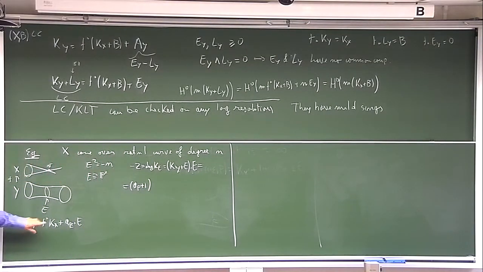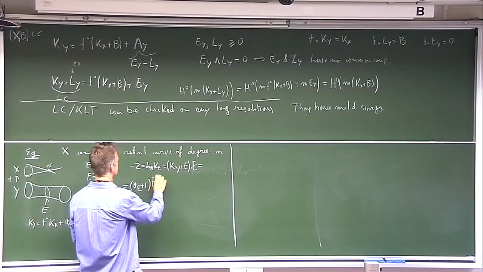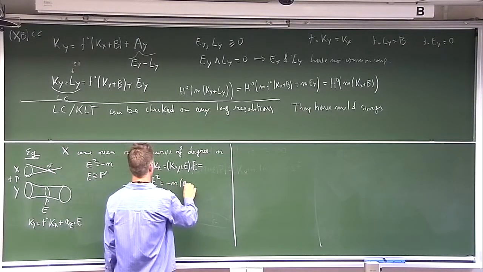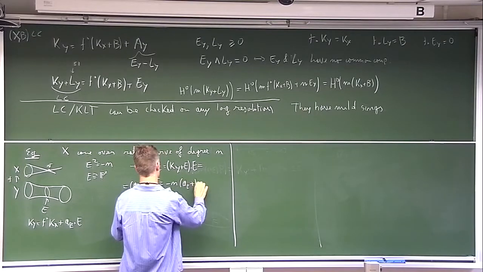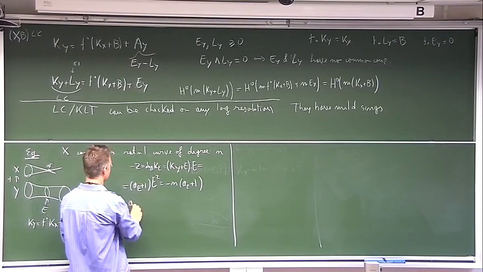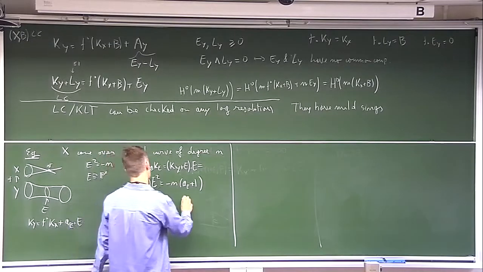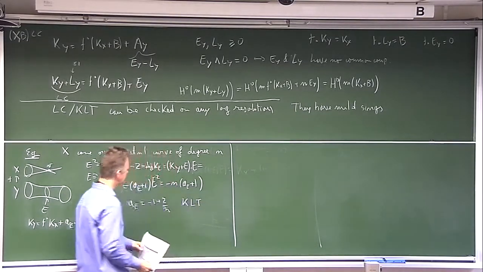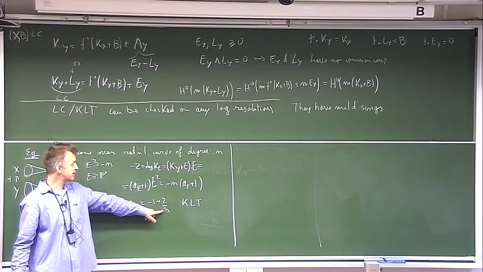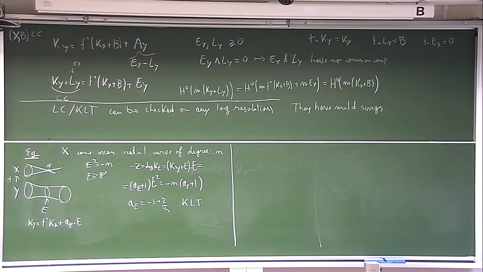So in terms of intersecting with E, this is moot, so you just get (a of E plus 1) E squared, so it's going to be minus n times (a of E plus 1), as long as I didn't make any stupid computation mistakes. And so you read this off, you get that a of E is just minus 1 plus 2 over n, so that these are indeed KLT. And as n gets bigger and bigger, this is approaching this bad threshold, this minus 1. So they're KLT, but as n gets bigger and bigger, they are more and more singular.